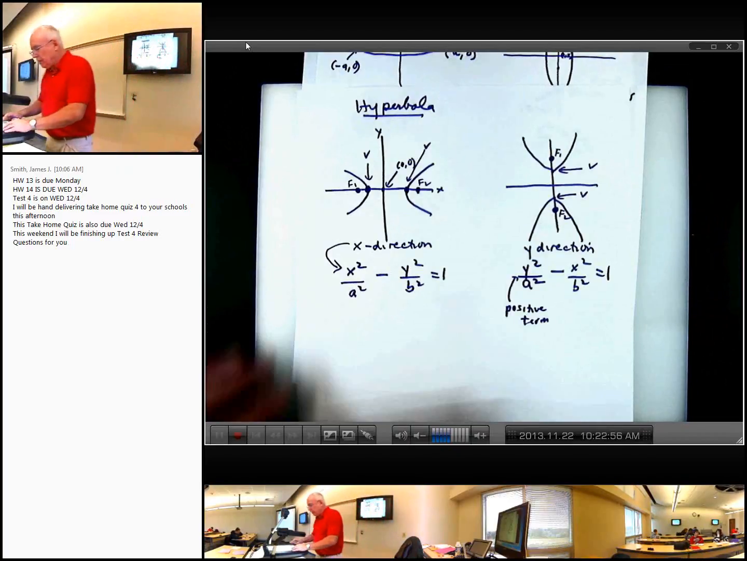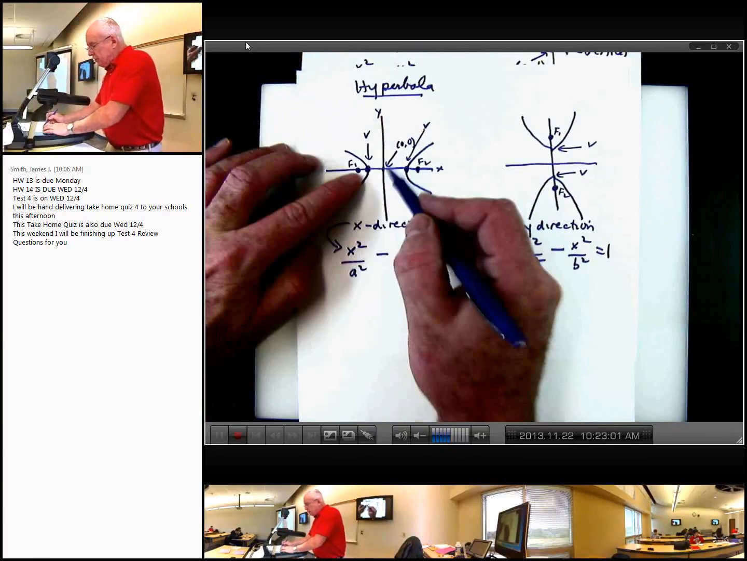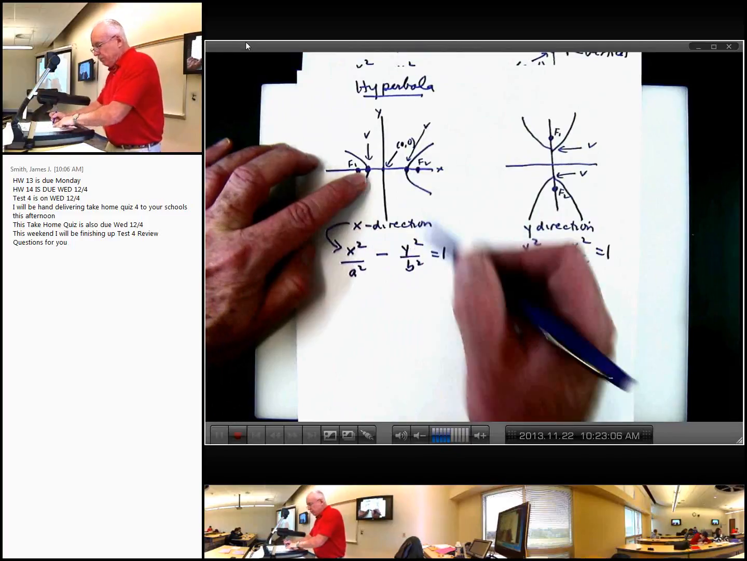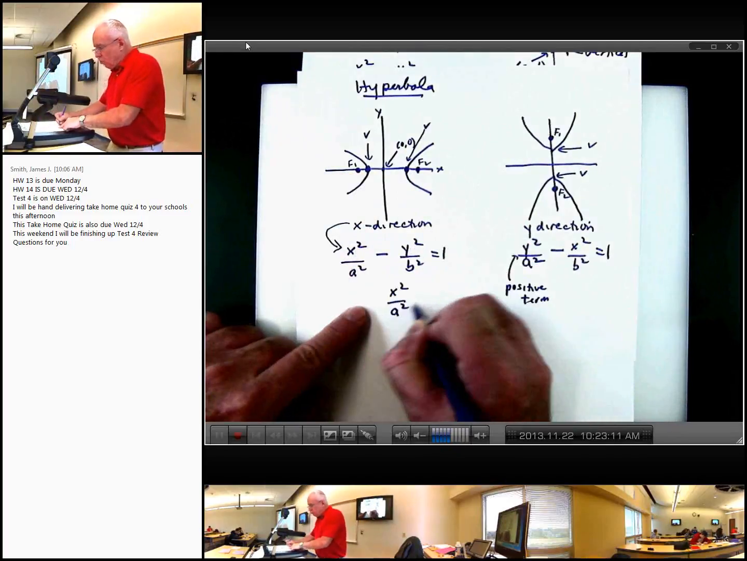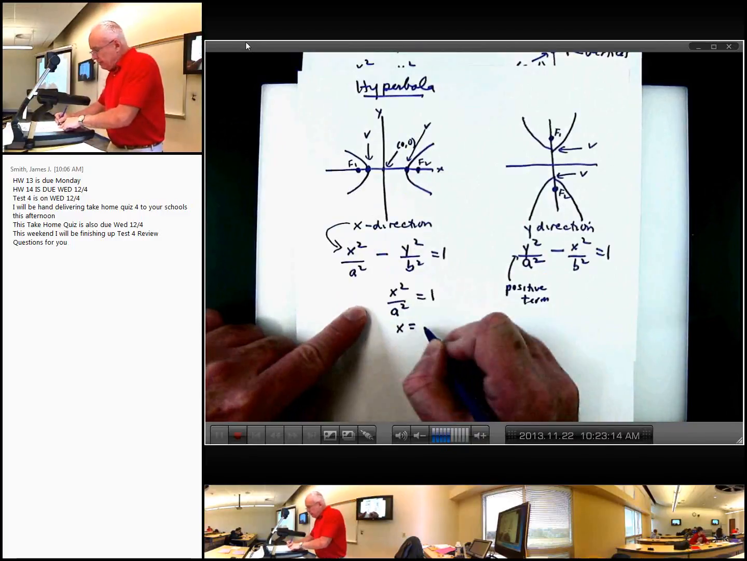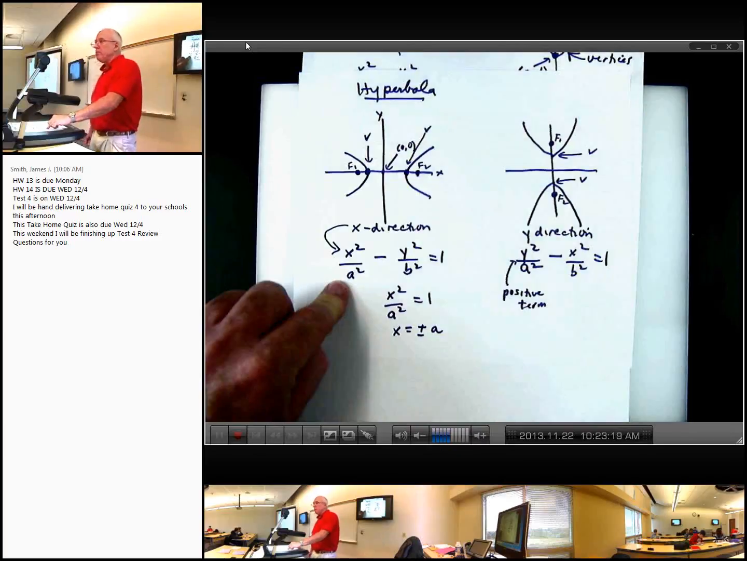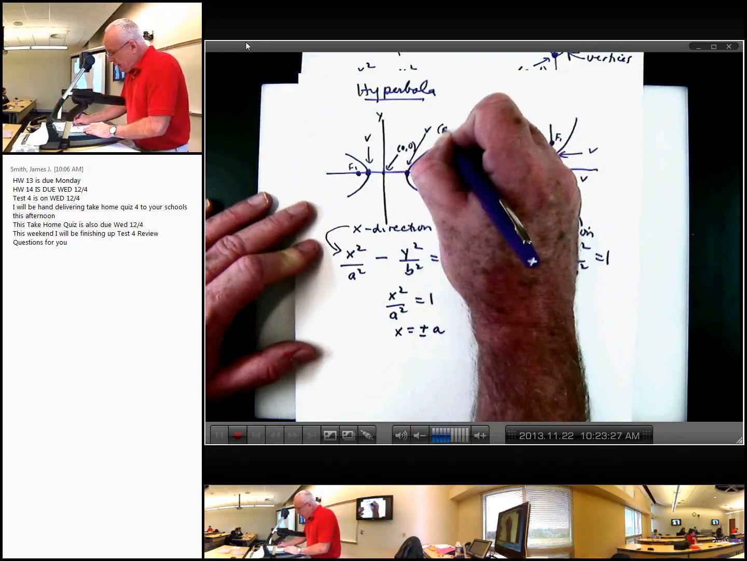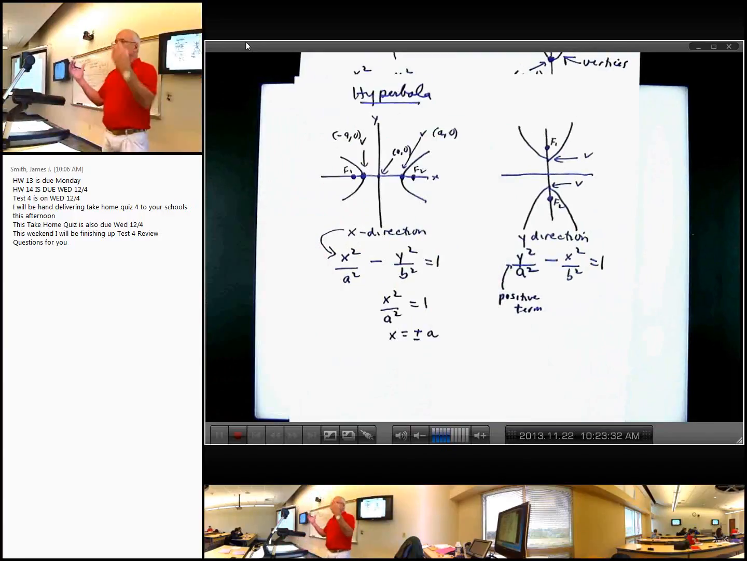Now it's easy to see what they are because at these vertices, the y value is 0. So basically, I end up with x squared over a squared equals 1. When I solve it, x is equal to plus or minus a, the square root of the number that's under the leading term. So our vertex here is going to be (a, 0), and here it's (-a, 0), all centered around the origin.